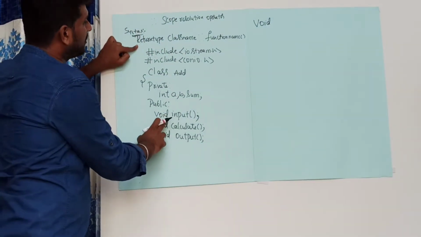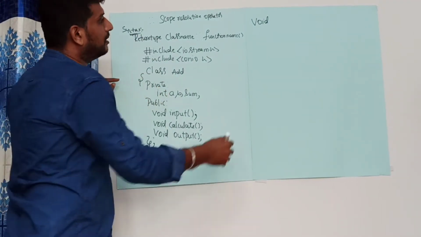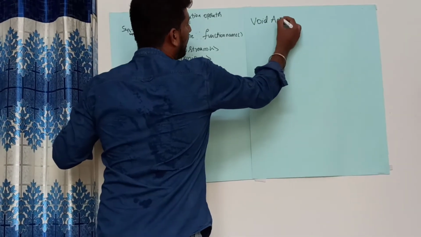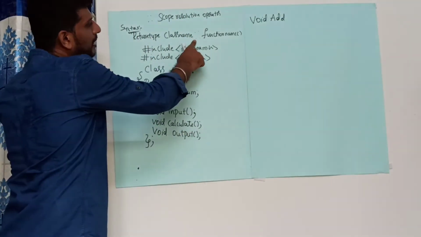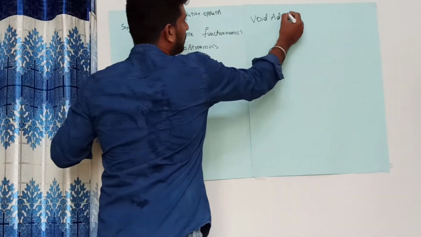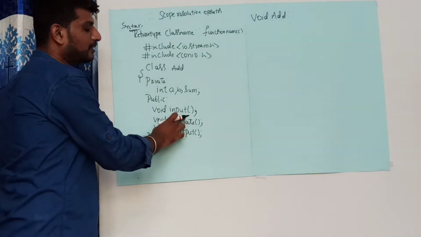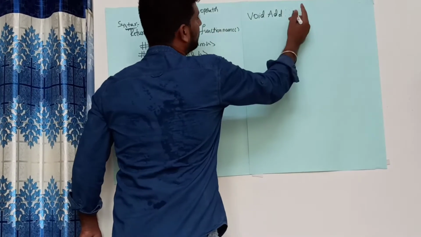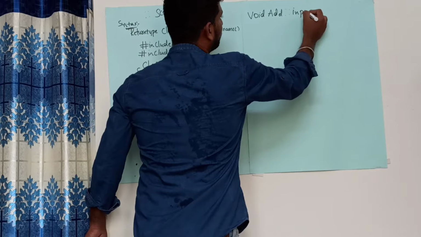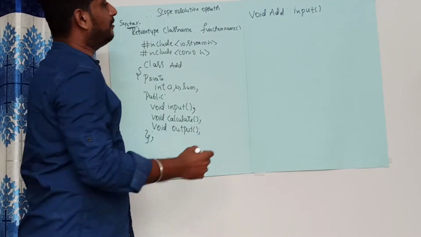The next thing is the class name. The name of the class is add. So I have to write add over here. Okay, next what I have to do? I have to make use of the scope resolution operator. Next I have to make use of the function name, which is input. Function name is input.